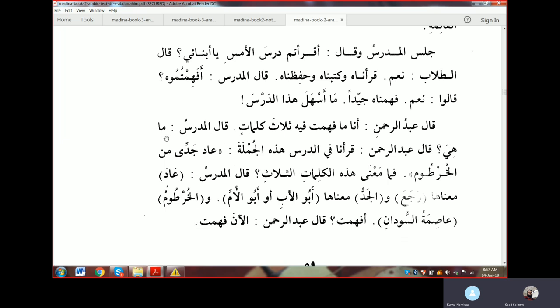قال المدرس: ما هي؟ The teacher said, what are they? What are those? قال عبد الرحمن: قرأنا في الدرس هذه الجملة. We read in the lesson this sentence.